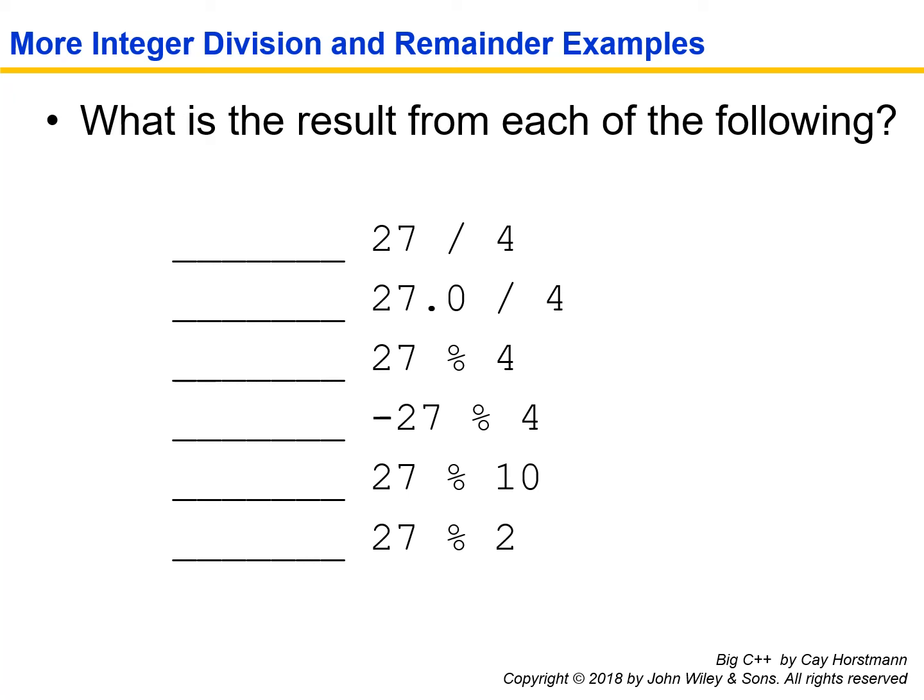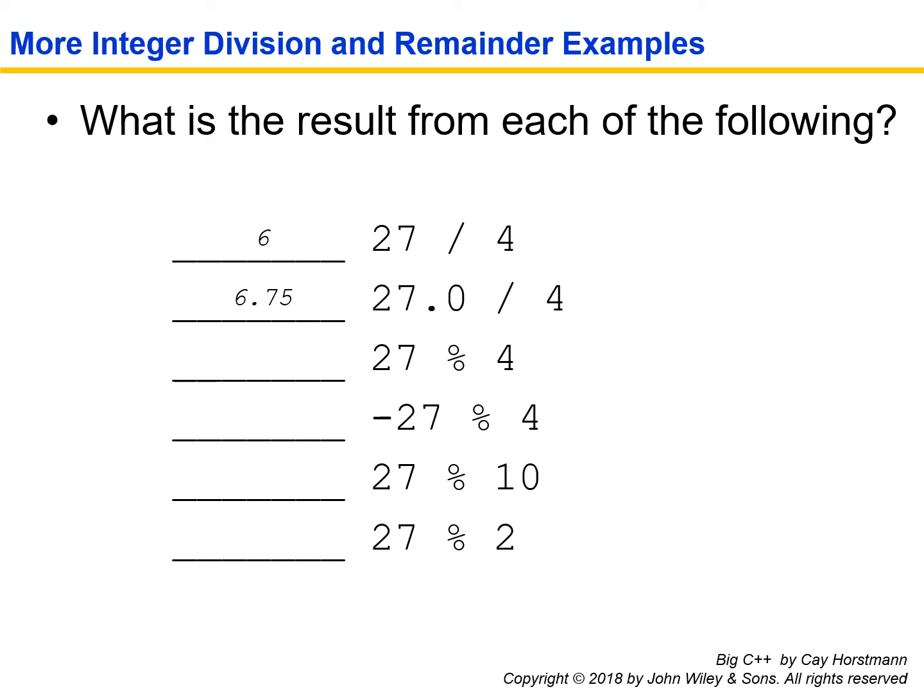So see if you can predict the result from each of the following. If necessary, pause the video for a moment and work through it in your mind. The first one, you should have guessed 6, because that is an integer division. 27 divided by 4, we're going to throw away the floating point part of it and just keep the integer, which is 24 divided by 4 is 6. This next one, 27.0 is a double, so we're going to get a double result, 6.75.